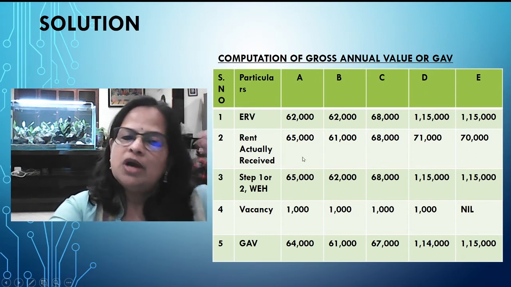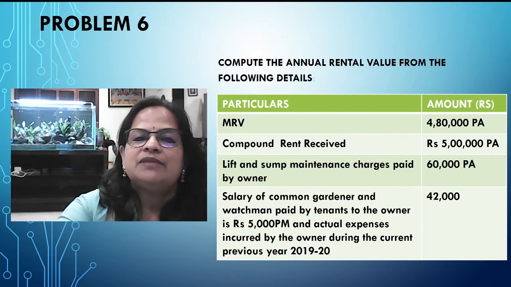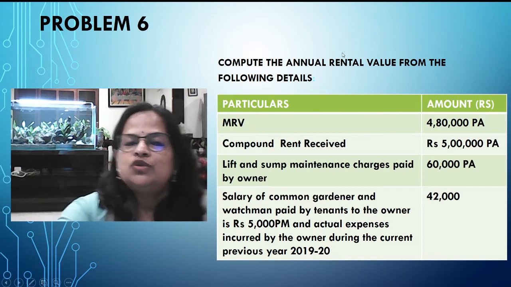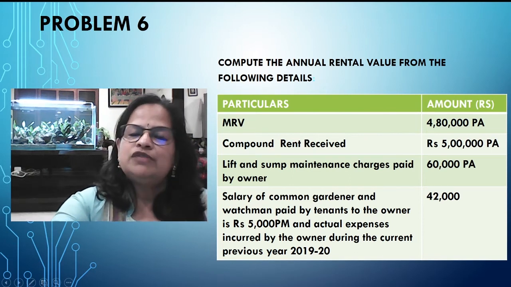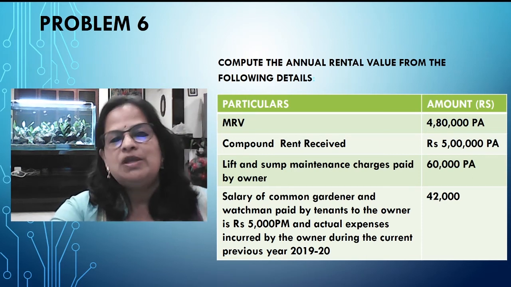So now you know how to adjust unrealized rent and vacancy allowance. Now we are coming to compute the annual rental value. So expected rental value first you computed, then gross annual value computed. Now we are coming to annual rental value.